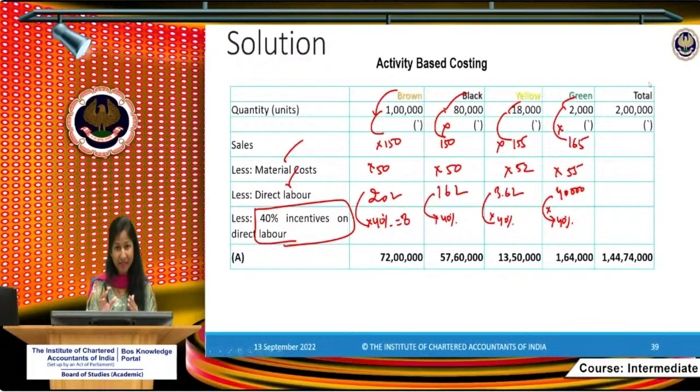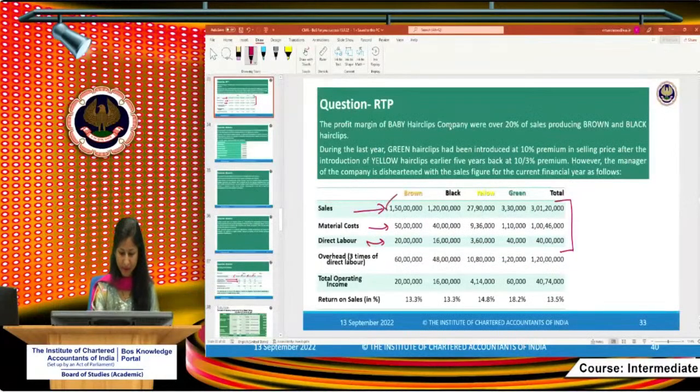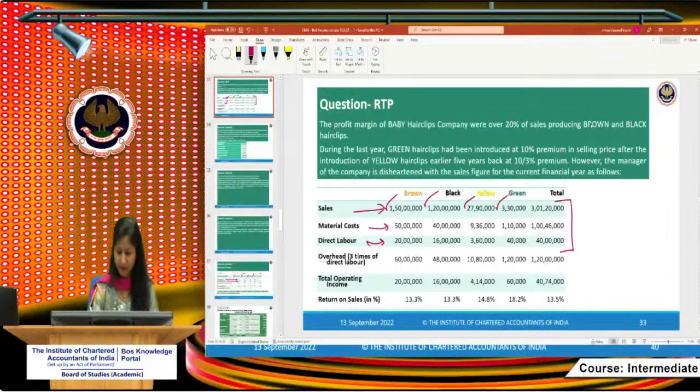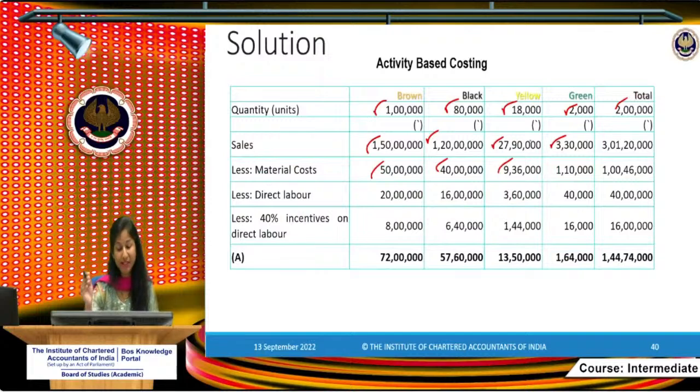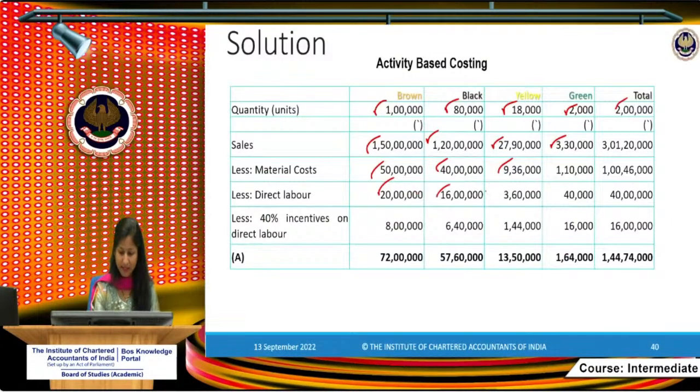Come to the next slide. We will see the figures. What we have written here is clearly put in the next slide so that you don't get confused. Here, as you can see, we had already put in these units. Then the sales figure we have taken from here: 2790, 330, 2790, 330. Then the material cost: 50, 40, 936. All these figures were given in the question already. Direct labor: 2016, 360, and these were the 40%.